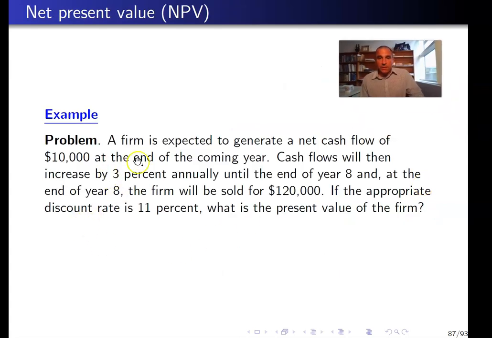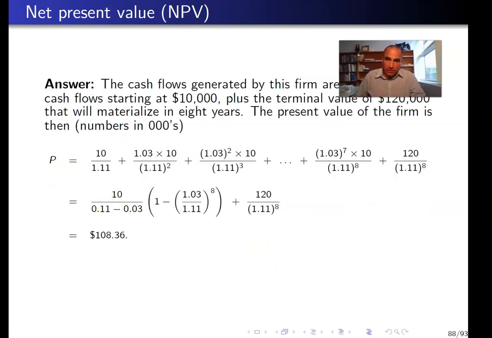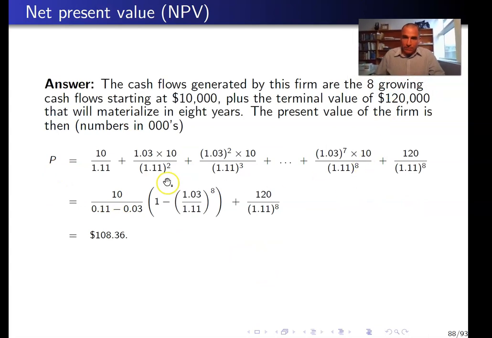An example. A firm is expected to generate a net cash flow of $10,000 at the end of the year. Cash flows will then increase by 3% annually until the end of year 8, time at which the firm will be sold for $120,000. What is the present value of this firm? So what are all the cash flows produced by the firm? There's a growing cash flow over 8 years plus a terminal value at the end of 8 years.